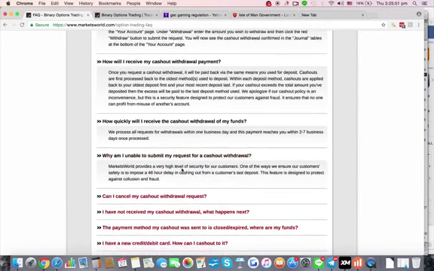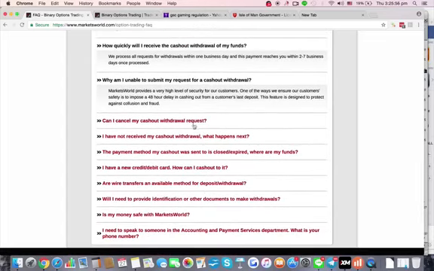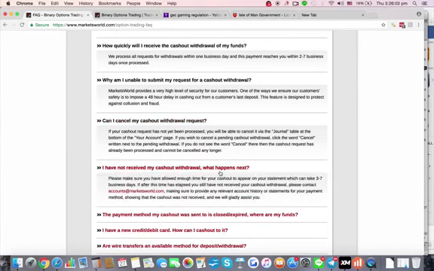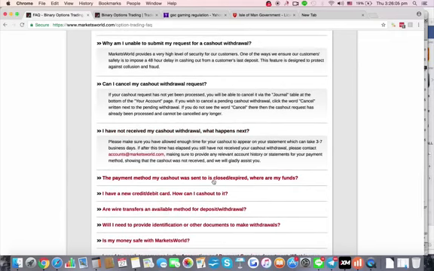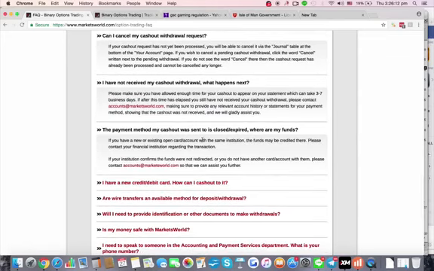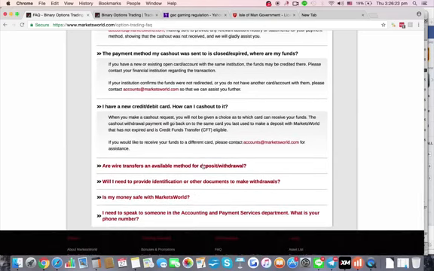Why am I unable to submit a request for withdrawal? Okay, verification. Can I cancel my cash out request? If it hasn't been processed, you can cancel it. I cannot receive my cash out. What happens next? Allow enough time. Okay. I have my payment method. Okay. If it's expired, add a new one. If you have a new one, okay, as long as it's not expired, it will be the same card.